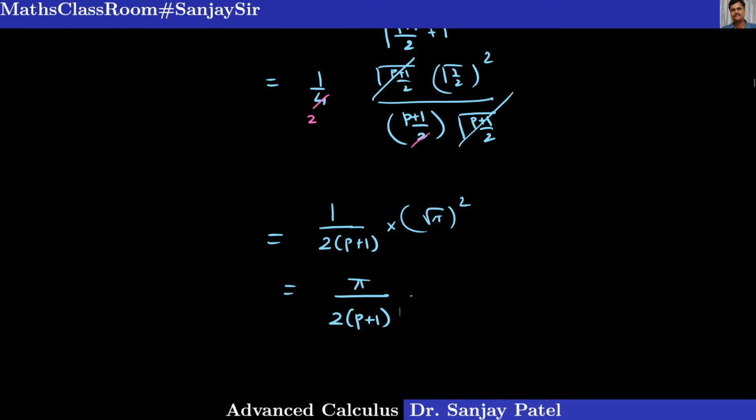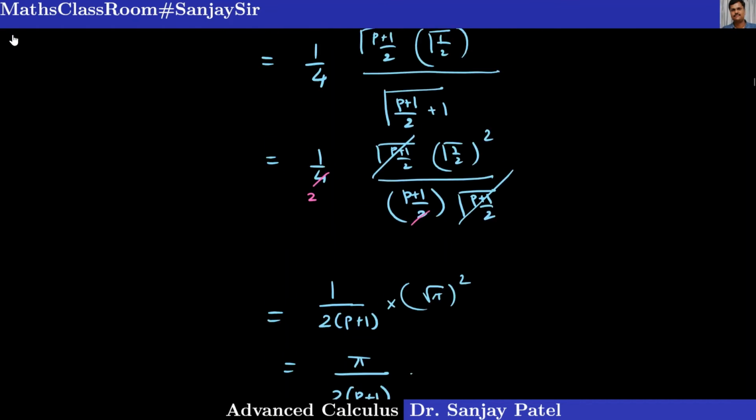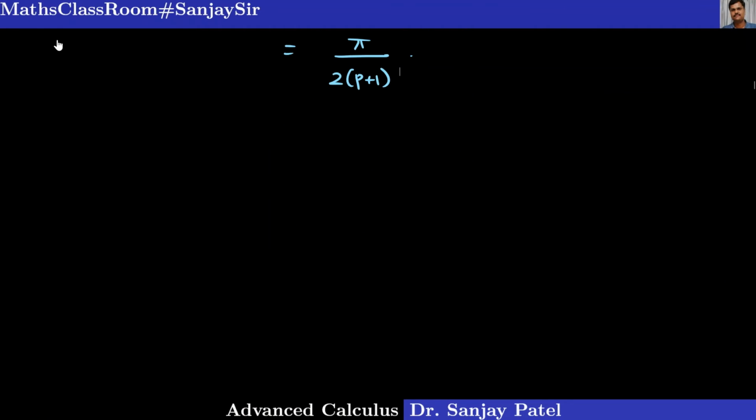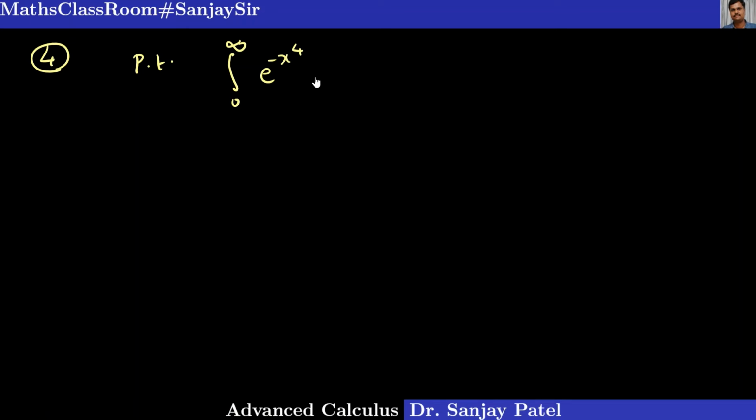Okay, now let us go to the next problem. I think this is the third problem. So next, problem number 4. Prove that the integral 0 to infinity of e raised to minus x raised to 4 dx is equal to 1 by 4 into gamma 1 by 4.